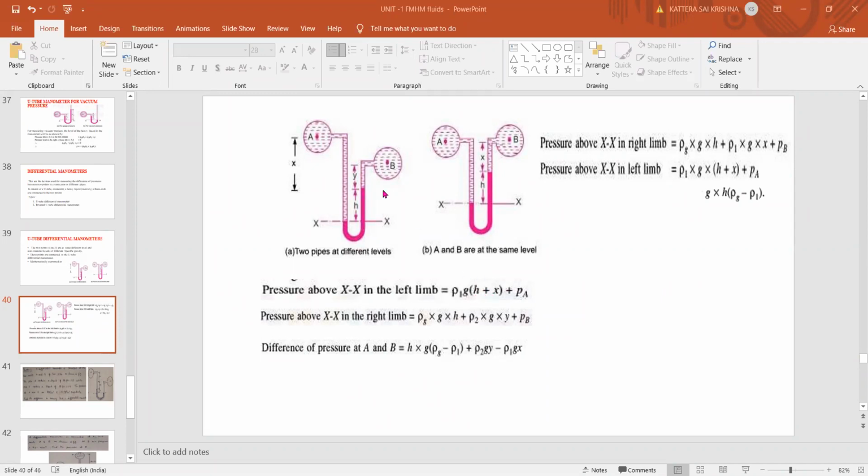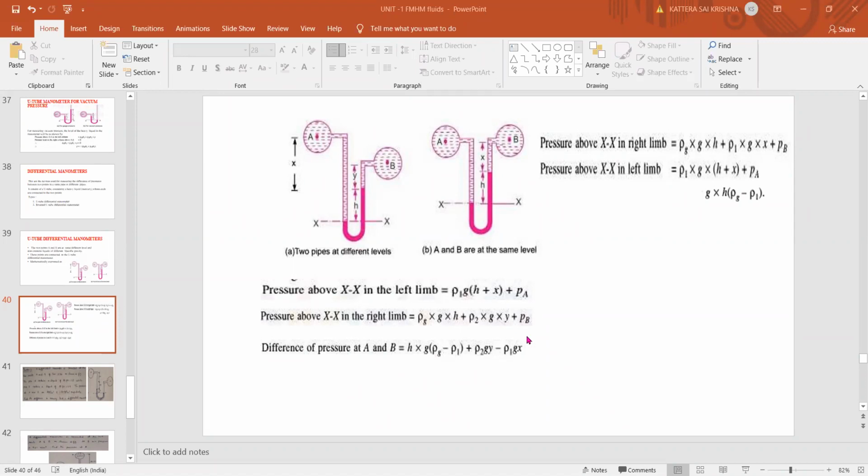These values in problems will be given: how much height, how much length is here. This is a basic thing which you need to remember. Rho g h is the general formula, so h here is X plus H. That is the pressure above your datum line in the left limb. Next, find the pressure above the datum line in the right limb. Here we have three things: one is PB, one is this pressure head, and the other is this pressure head. So totally three pressures will be there above the datum line in the right limb.